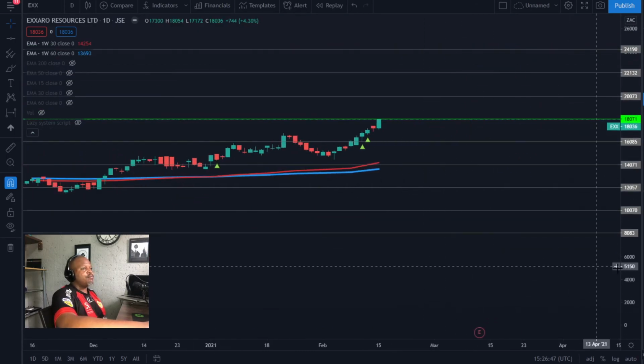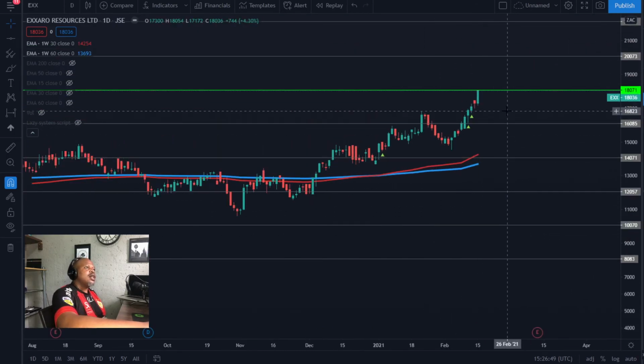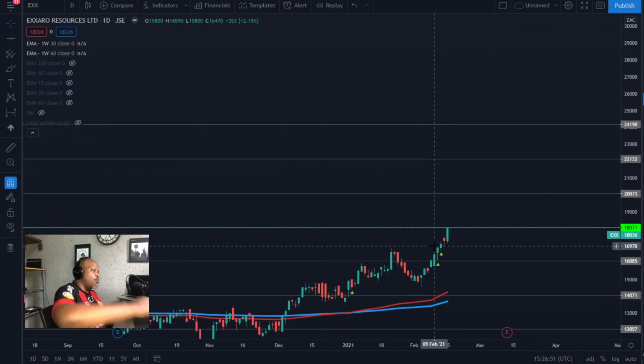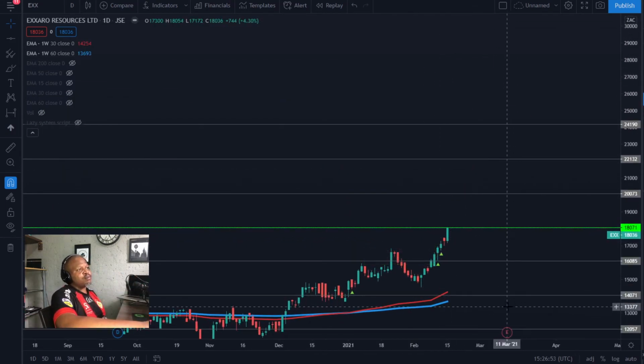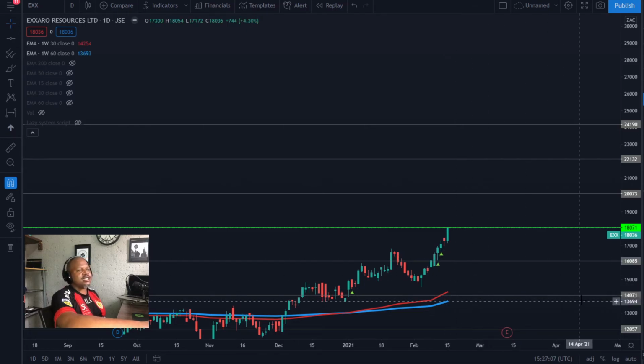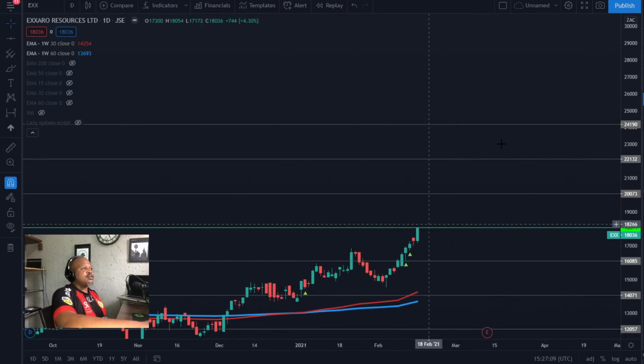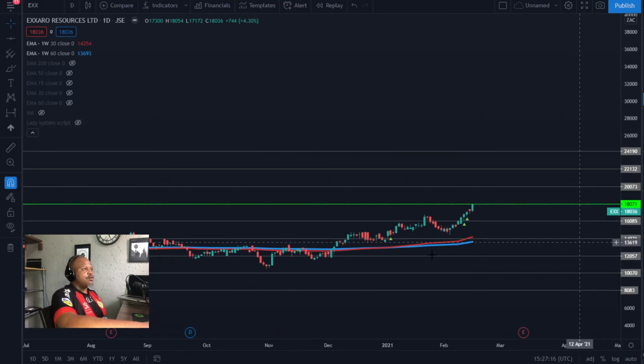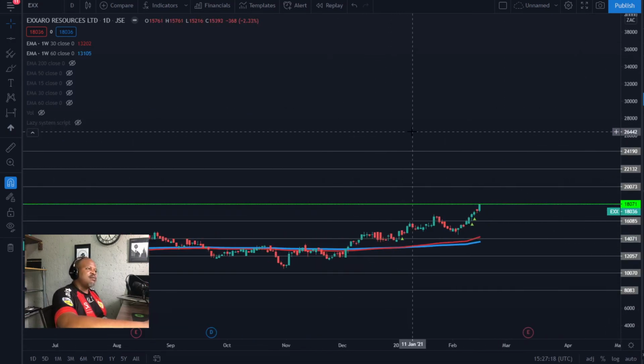Similarly with Exxaro, but Exxaro came bitterly close. I thought it was going to break through and close above 180, but didn't. In fact, it closed smack on 180. The close today was 180.36 cents. So I'm waiting for the breakthrough at that 180 level, and then I'm going to add into this position on Exxaro, and trail my stop accordingly behind me.